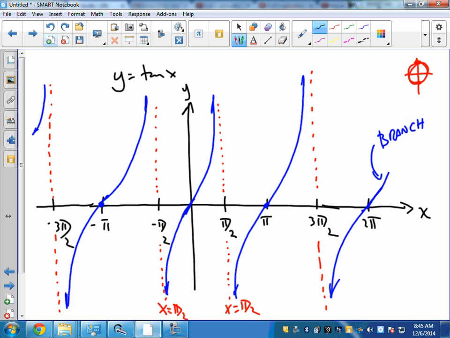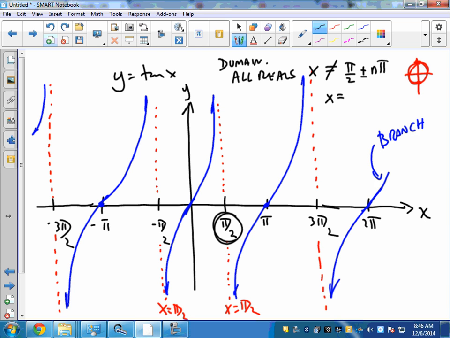Some notes, the domain would be all reals as long as x does not equal these increments. X does not equal pi/2, nor any full pi past that. So x, for example, could not be 3 pi/2, or 5 pi/2, or -pi/2. Okay, so these are the numbers where the function would be undefined, corresponding to the top and bottom of the circle. So that's the domain, all reals except for those.